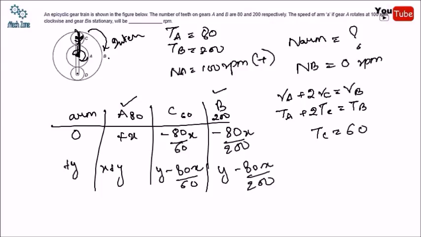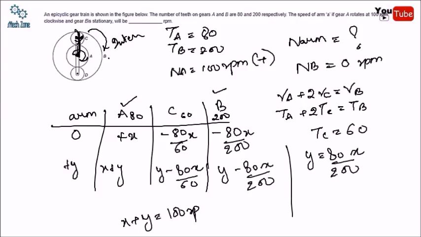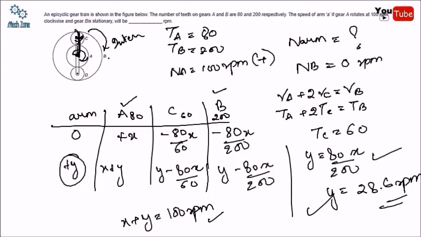Okay, now according to the given condition, B is fixed, that means y is equal to 80 x upon 200, and the rotation of A, that is x plus y, has been given as 100 RPM. So with this and this, we have two linear equations and we will solve them simultaneously. And when we solve them, the value of y that comes out is 28.6 RPM. And we had to find the RPM of the arm, so we had to find the value of y only, so our answer is 28.6 RPM.